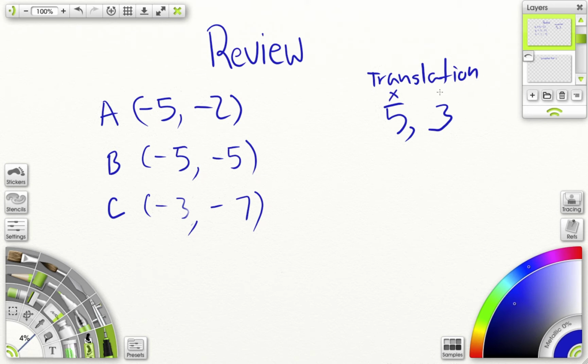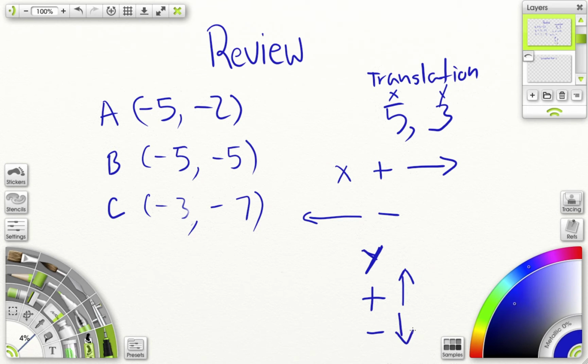So your first one is your x, your second one is your y. So for x, if it's a positive number, you're going to the right. If it's a negative number, you go to the left. For y, positive number means you go up, negative means you go down. So all you really needed to do was look at whether it was a positive or negative number, and then you would move that coordinate over that many spaces.